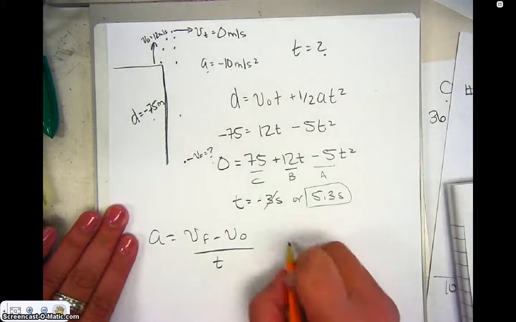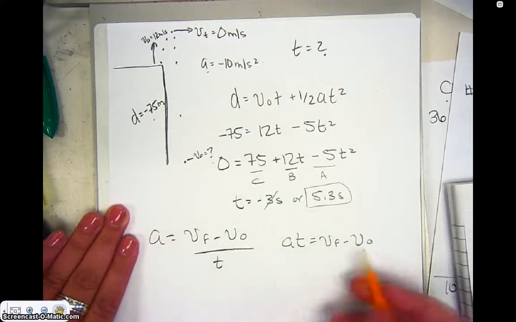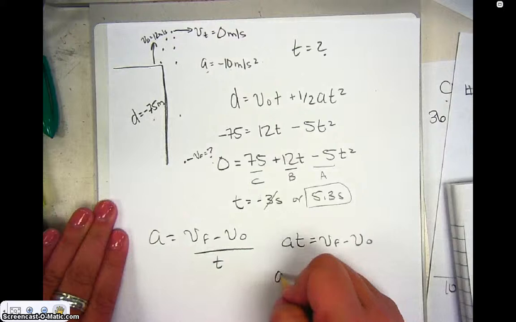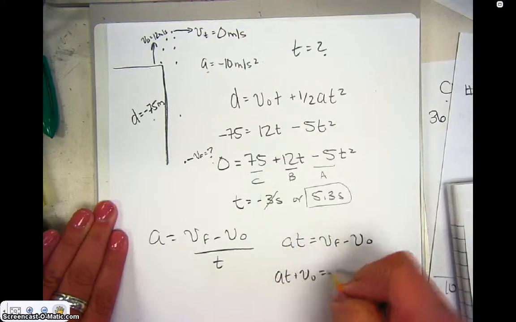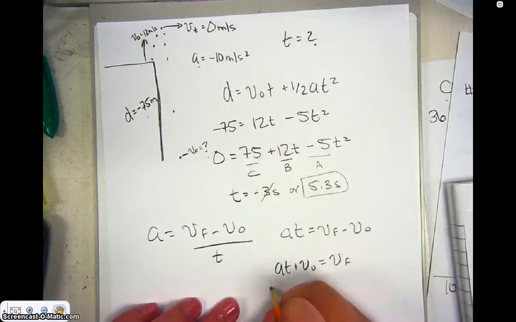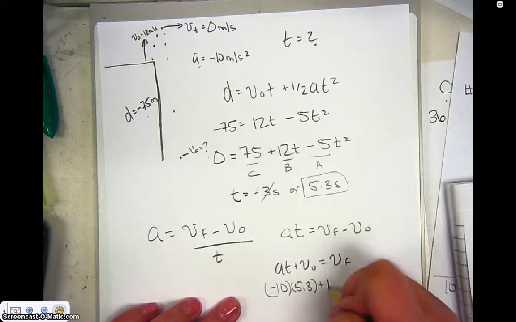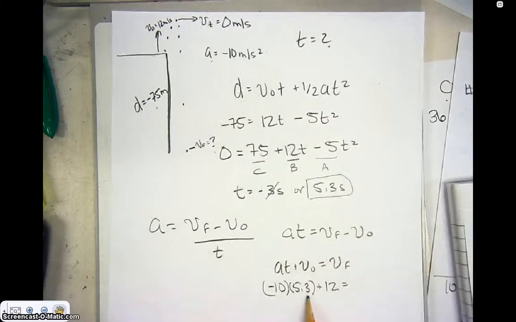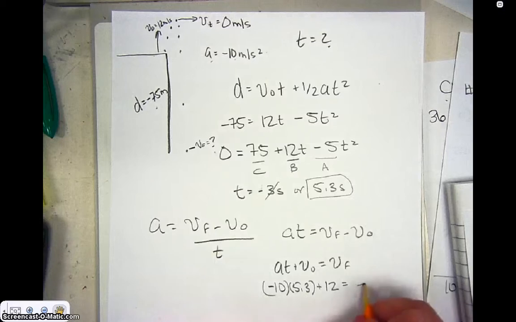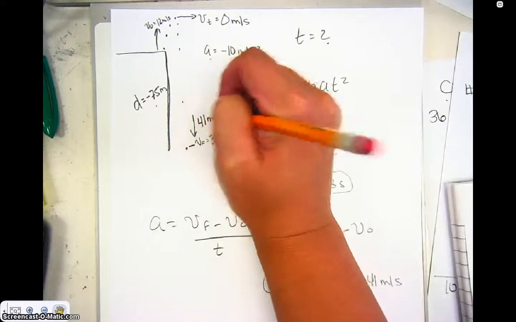So multiply by t, you get AT equals VF minus V initial. And then add V initial to both sides. Get AT plus V initial equals VF. Plug that in. I get negative 10 times 5.3 plus 12 equals, without a calculator, negative 53 plus 12. That gives us negative 41 meters per second. So here I'm going down at a rate of 41 meters every second.